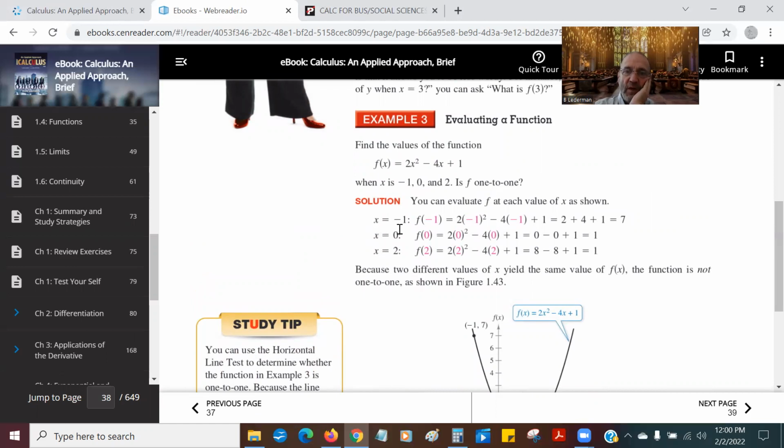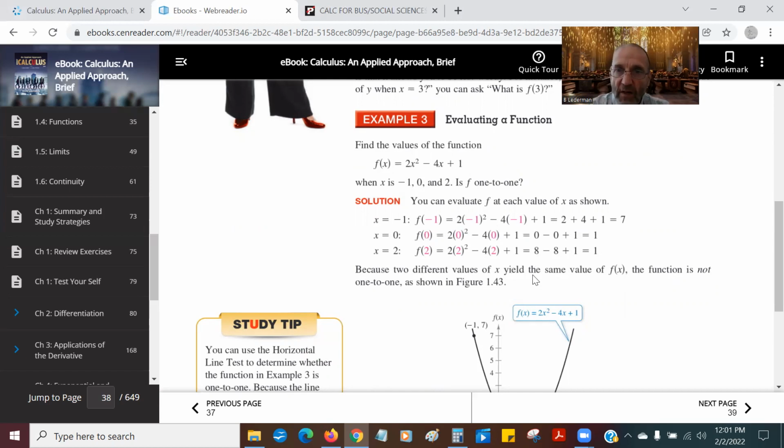So if I have -1, I plug -1 into the x value. So it's 2 times -1 squared minus 4 times -1 plus 1, which becomes 2 plus 4 plus 1 equals 7. If x is 0, I just get 0 plus 1. So the answer is just 1, which means that 1 is going to be the y-intercept. And if x equals 2, I stick that in: 2 times 2 squared minus 4 times 2 plus 1. And there's my answer there.